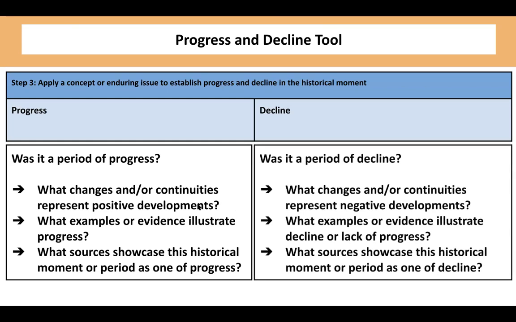I would also do the same thing for decline. Was it a period of decline? What changes or continuities from their step two represent negative developments? What examples or evidence illustrate decline or lack of progress based on either document sets or prior knowledge? And then, if they're using sets, what sources showcase this historical moment or period as one of decline? These are all questions that could help students really get to gathering their evidence to support either progress or decline.